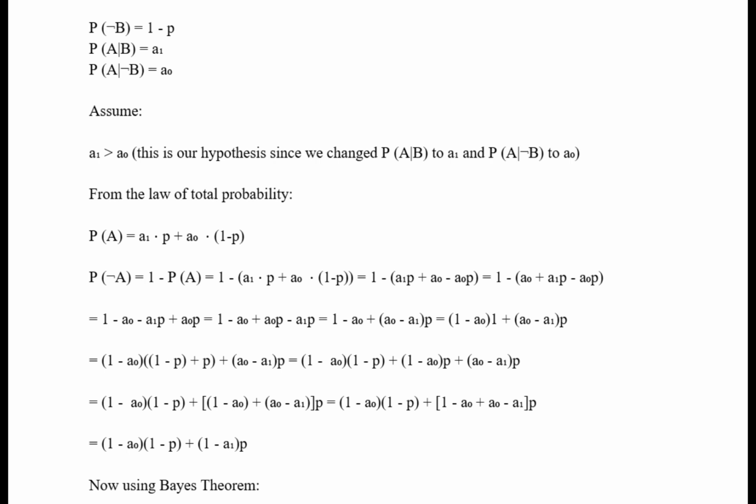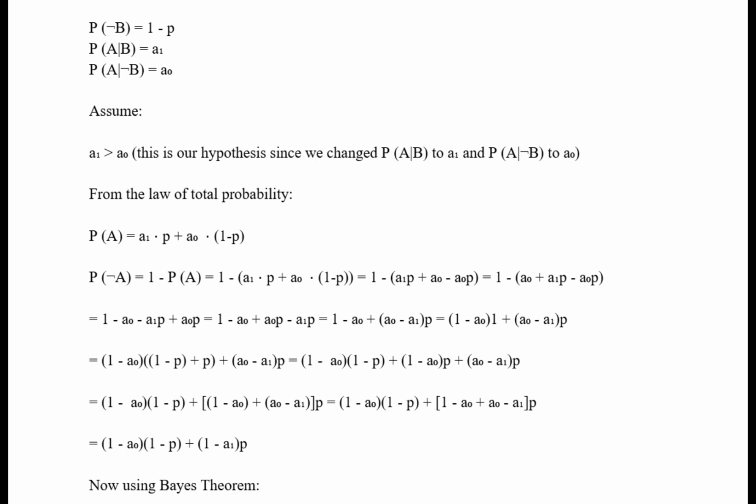Alright, so the next thing I did was I then switched the order of the A0 and the A1P. It'll make it easier for me to group in the next part. After that, I then distributed the negative to everything that was inside of the parentheses. So at the next line, I get 1 minus A0 minus A1P plus A0P.